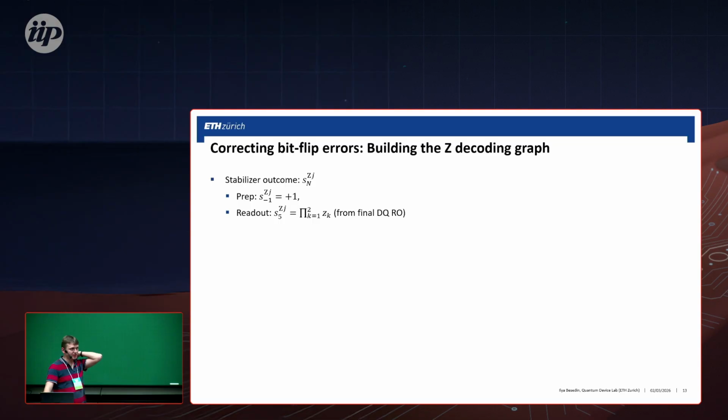So we're measuring these stabilizers, right? When we initialize the 0 state, we initialize all data qubits in the 0 state, so we know what the stabilizer operator is in the beginning. It's +1, because that's how we prepare the data qubits. Also in the readout, if we read out the Z observables, then we are also fault tolerant with respect to readout errors, because we know the final value of the stabilizer by multiplying the data qubit readout outcomes.